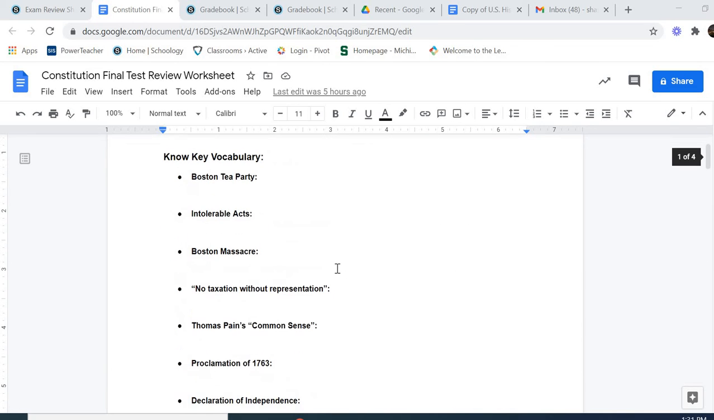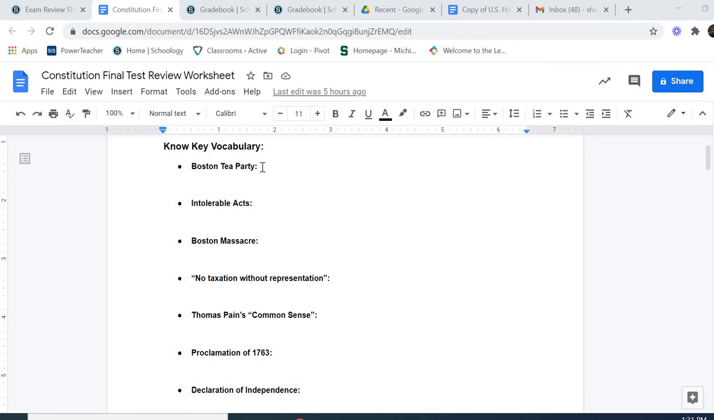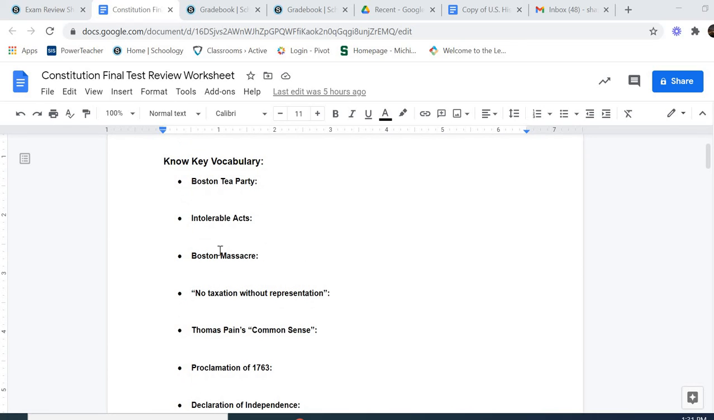There are multiple sections. The first one is key vocabulary and events. For events, you can just tell me who, what, where, when, and why. Brief, you don't need a whole paragraph from Google. Instead, you can say, the Boston Tea Party, who did it involve? It was the Sons of Liberty.